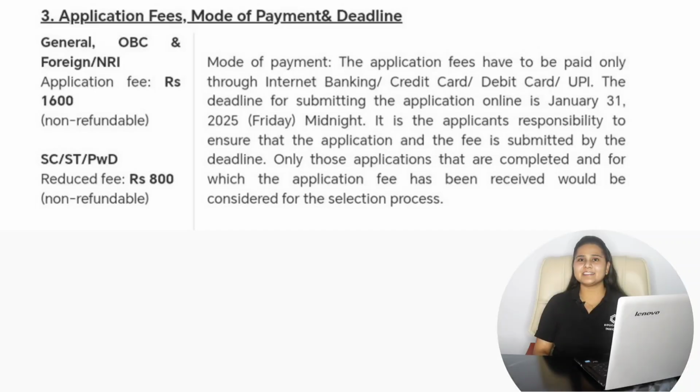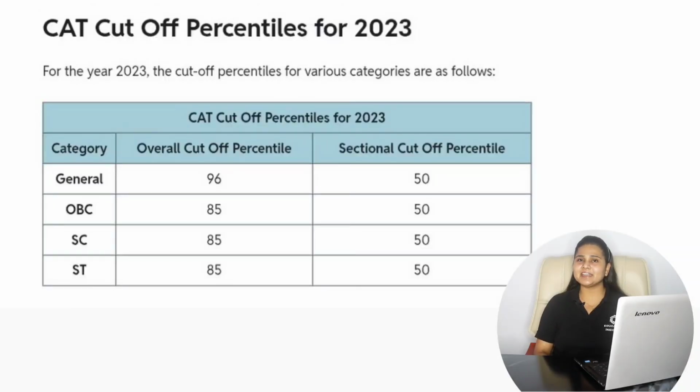If we consider the CAT 2023 cutoffs with the Indian Institute of Technology Madras, for the general category it was 96 percentile, and for OBC, SC and ST it was 85 percentile. So if you have this much percentile category-wise, you should definitely apply with the Indian Institute of Technology Madras for the MBA program. So this is all about the overall admission process.